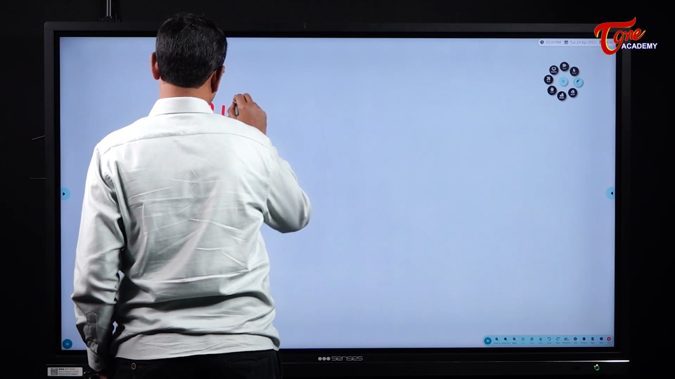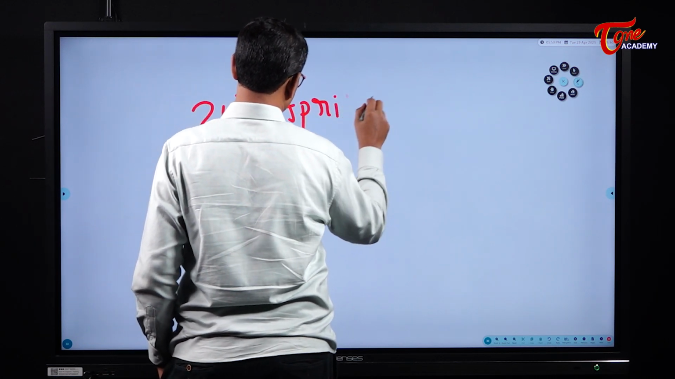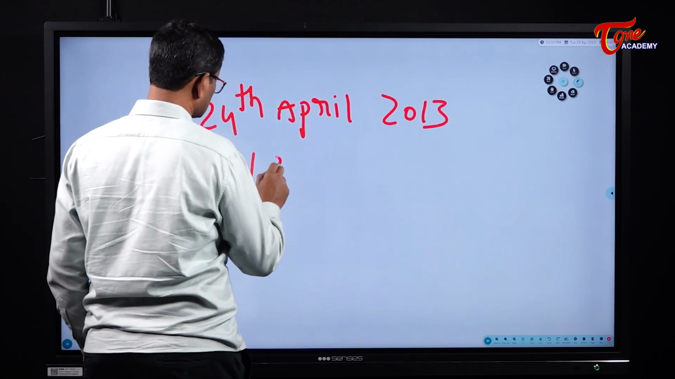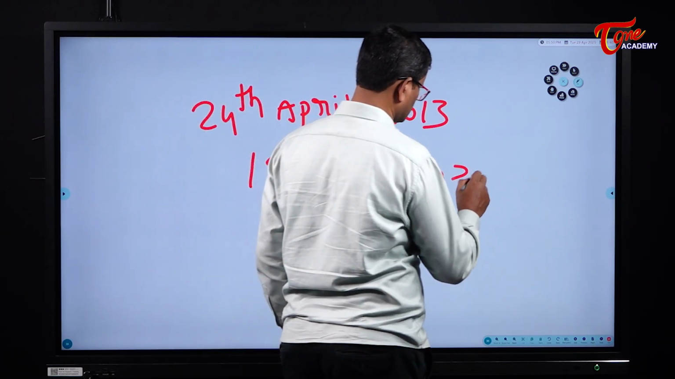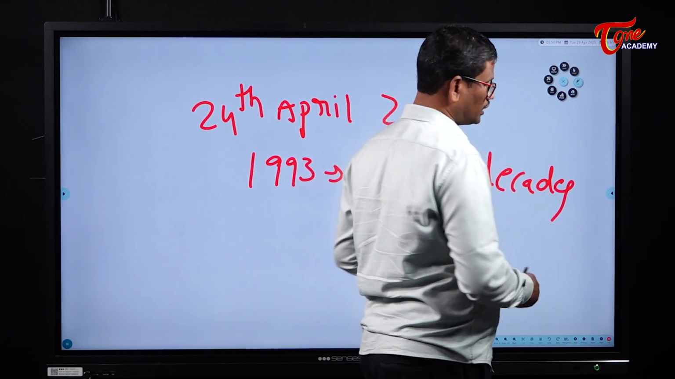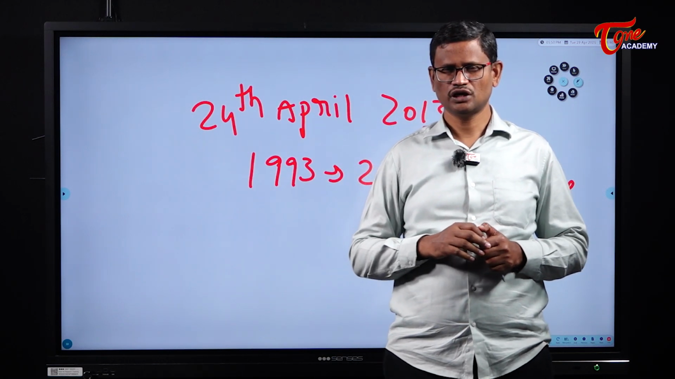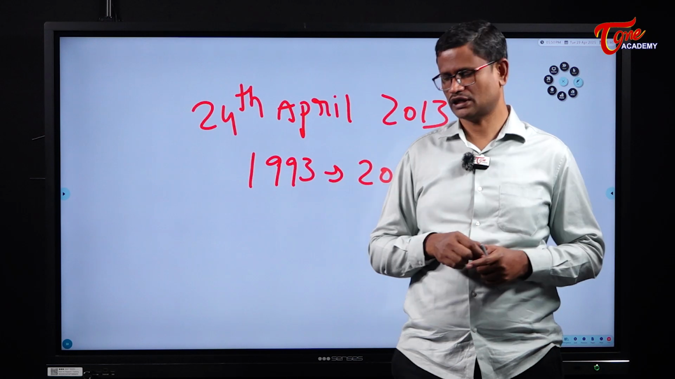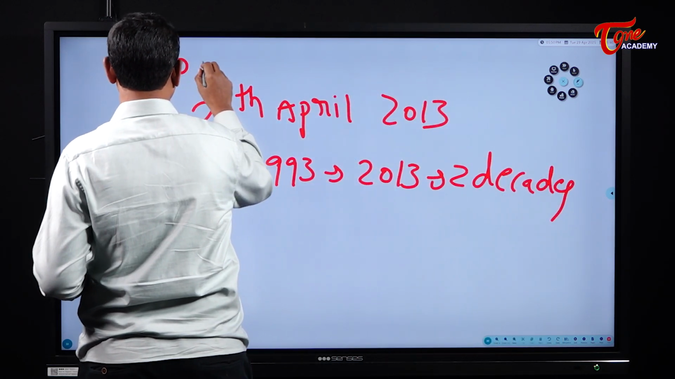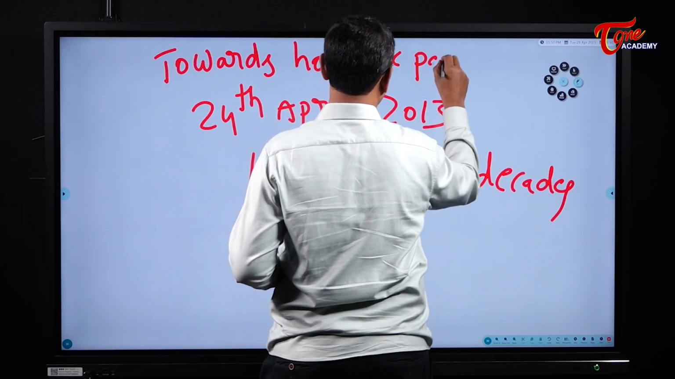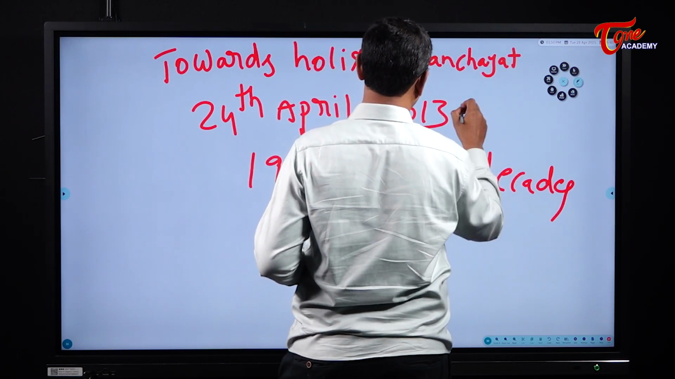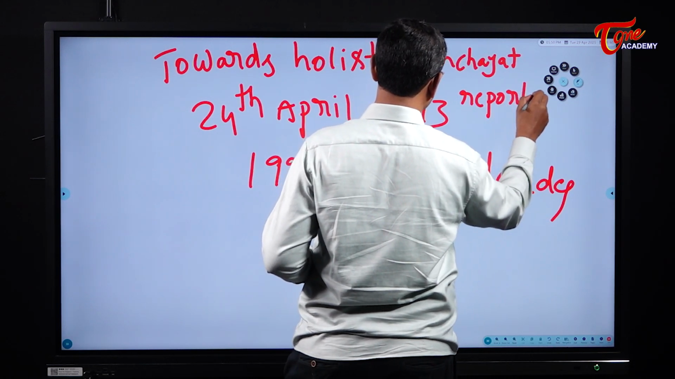Under the chairmanship of Manishankar Iyer, a committee was constituted which gave its report on 24th April 2013. We all know that the 73rd Amendment came into implementation in 1993. So, 1993 to 2013 means 2 decades, 20 years. On the eve of 2 decades of Panchayat Raj institutions, the Manishankar Iyer Committee submitted a report. The title of the report is Towards Holistic Panchayat Raj. Towards Holistic Panchayat Raj is the title of the report given by the Manishankar Iyer Committee on Panchayat Raj institutions.